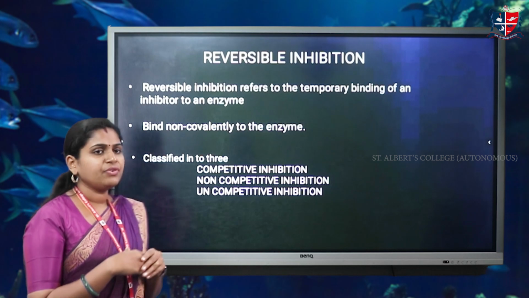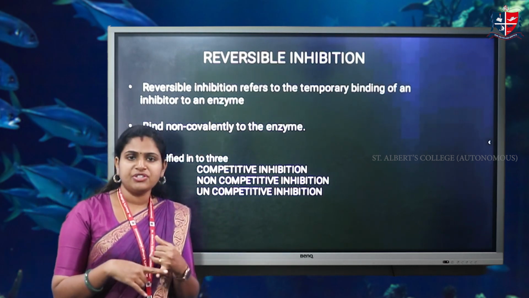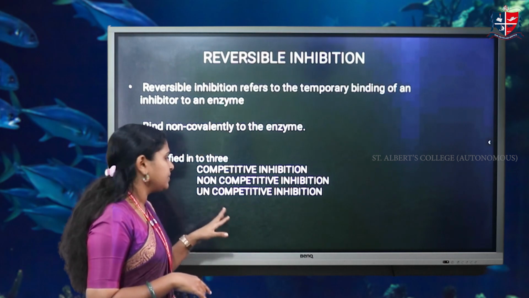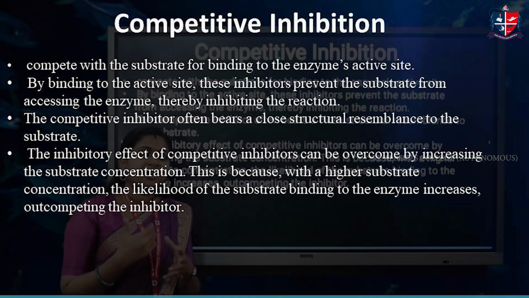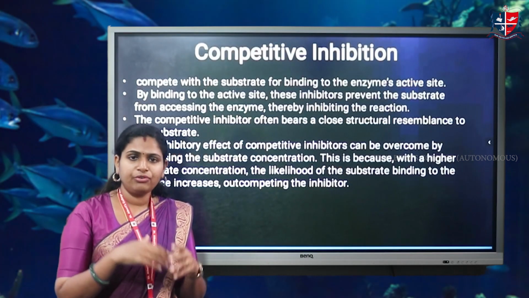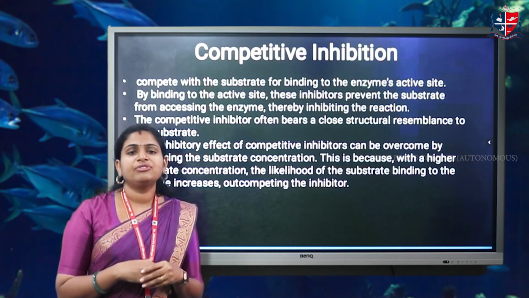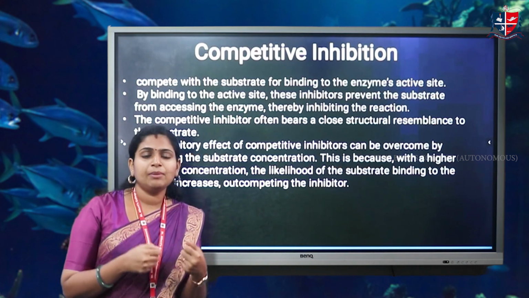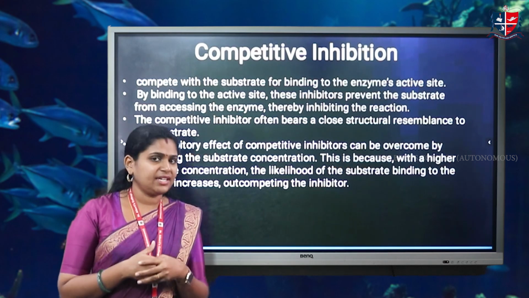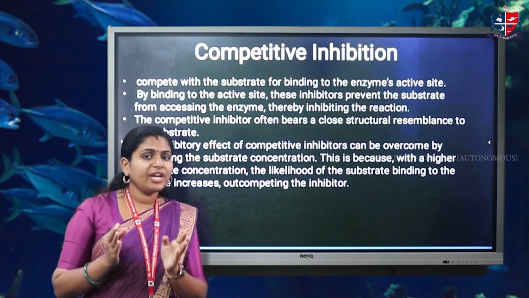Coming to their classes, we already taught, and once more we can say, they are classified into competitive inhibition, uncompetitive inhibition, and non-competitive inhibition. Now we are going to discuss the different types of reversible inhibition. The first one is competitive inhibition. Competitive means there is a competition between the inhibitor and substrate toward the enzyme.